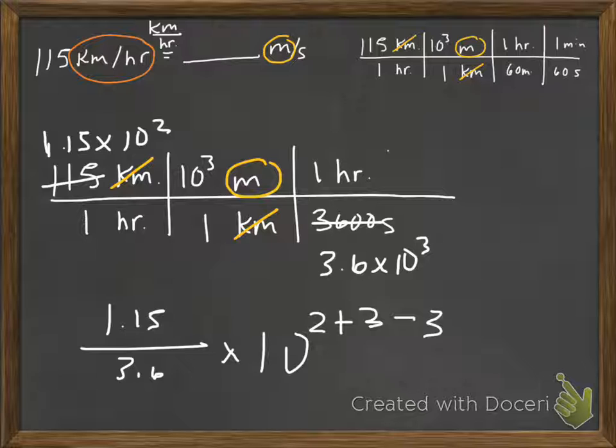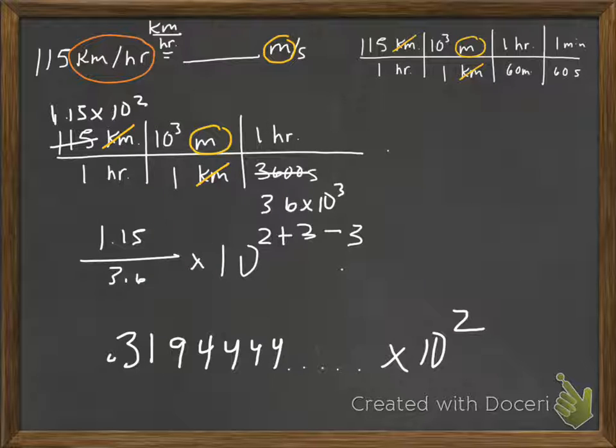Hey, that's pretty slick. Our powers of 10 are going to be easy. So we've got 0.319444444 repeating times 10 to the second. We have to fix the scientific notation on this, obviously. And I have to draw dots under and over.